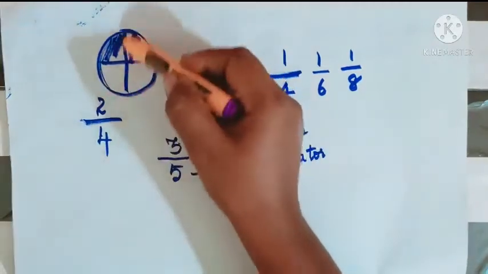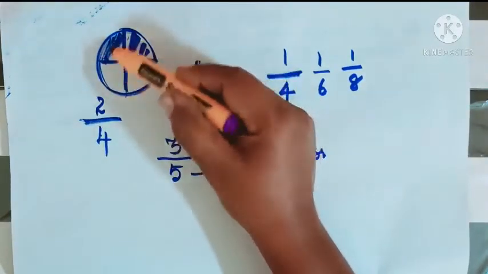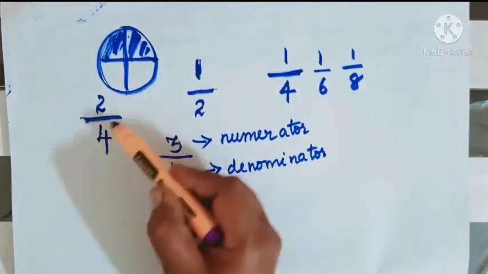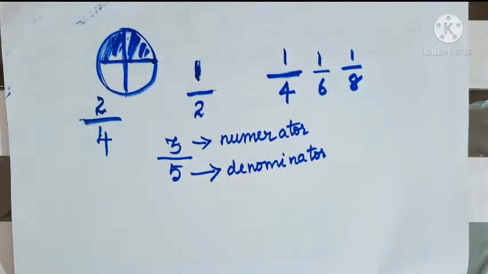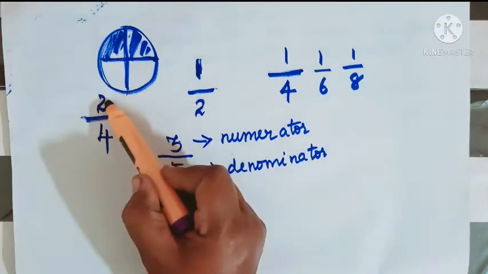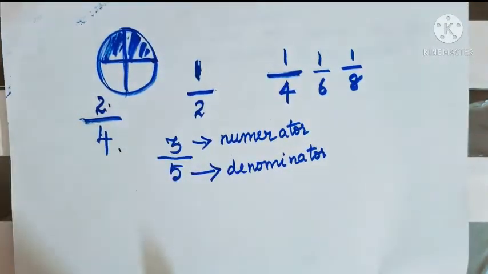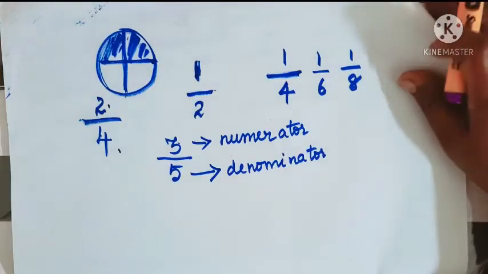One full cake, I cut it into 4 pieces. In that I ate 2 pieces. How will I represent it in fraction? 2 by 4. So here 2 is the numerator, 4 is the denominator. Very good. I hope you can understand very well.